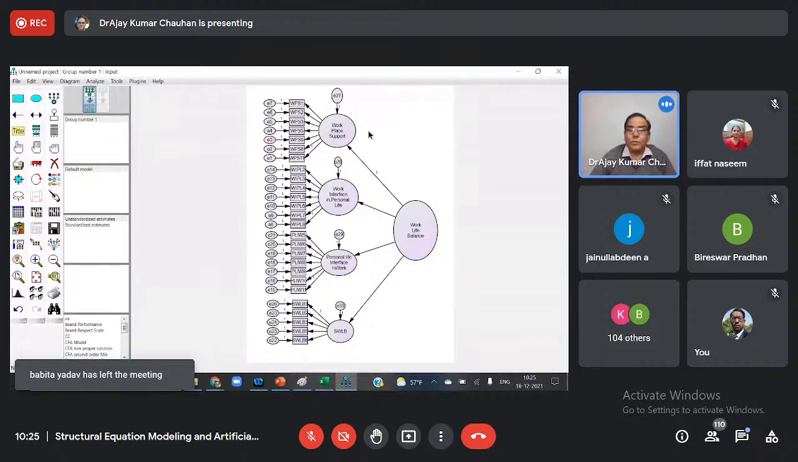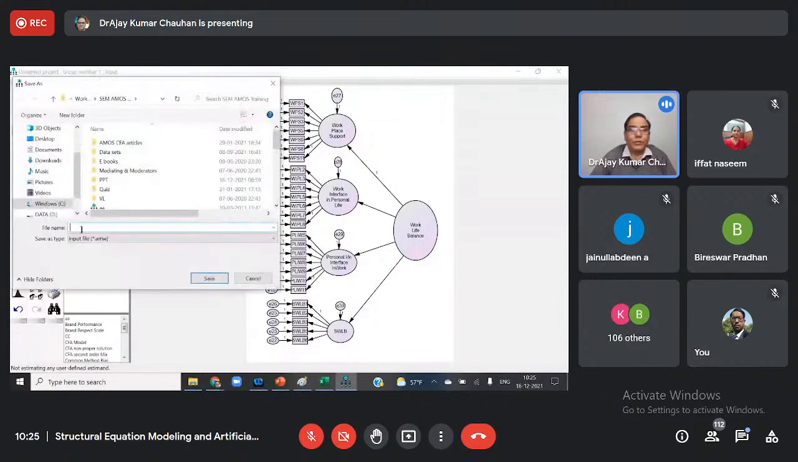Name unobserved variables. So this model is completely ready now to run. But first of all, you have to save it, because without saving, you cannot run this.